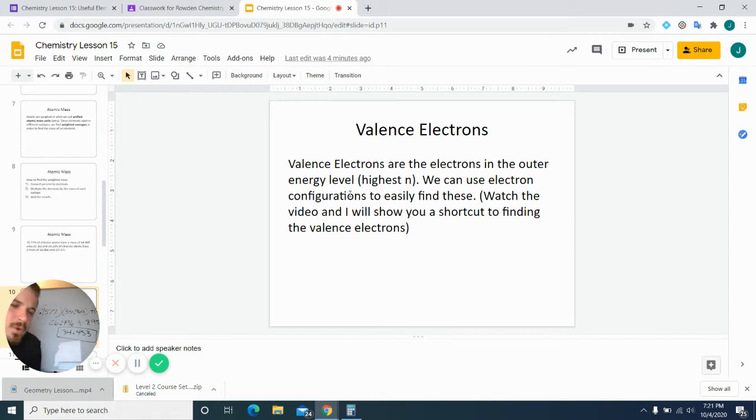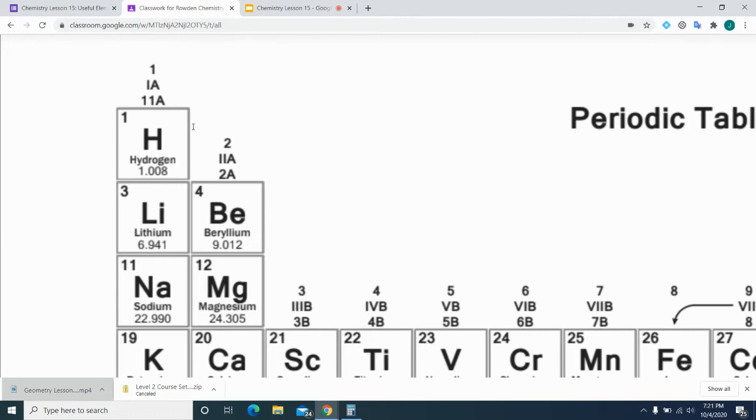So whatever your outermost energy level is, the number of electrons you have out there is your valence electrons. You can do electron configurations to find these. Electron configuration, orbital notation. Look at whatever the highest energy level is. I personally will never, ever, ever do that. Here's why. Here's what I want you to remember.